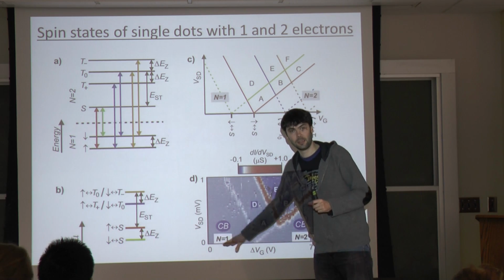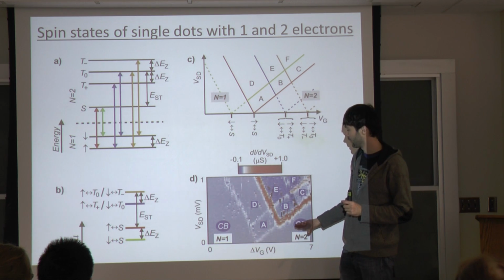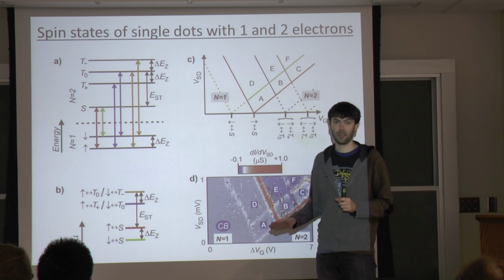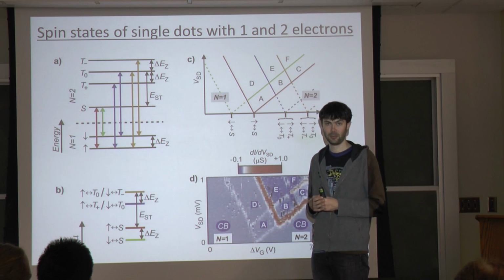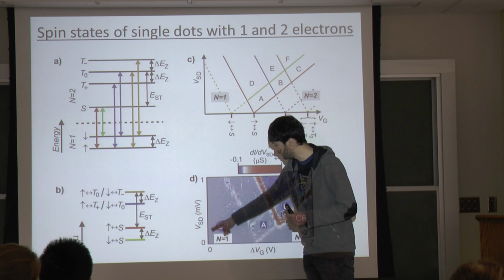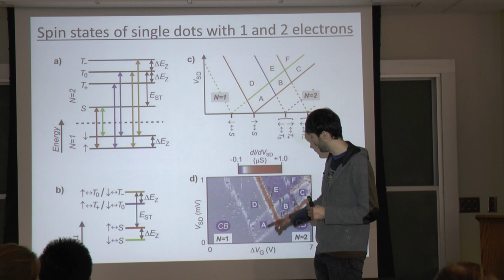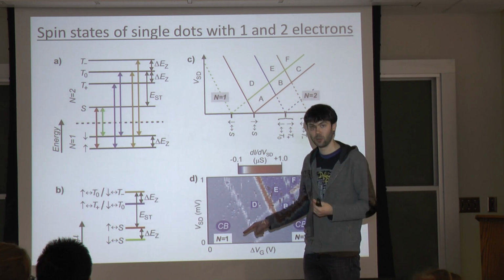Along this axis, here you line up the transitions where you add another electron to the dot. If you want to stay within one charge, you are inside this diamond, and then the excited state, this one, is the one you're looking for.